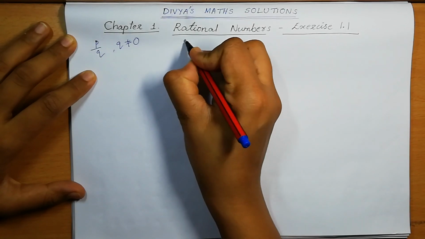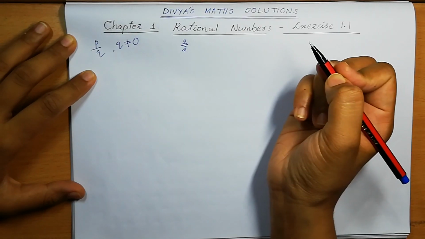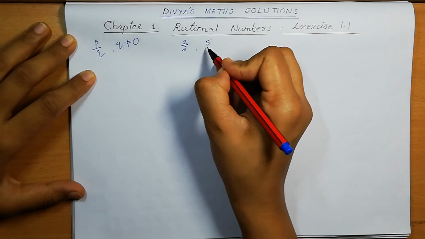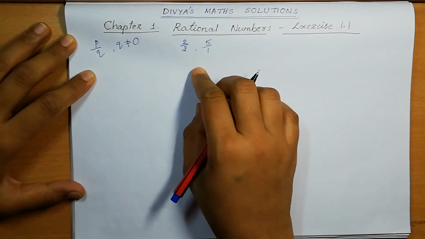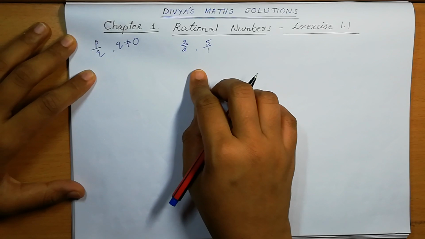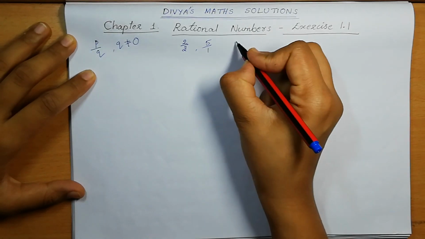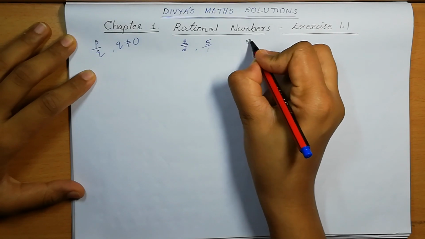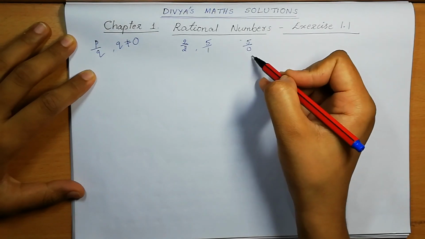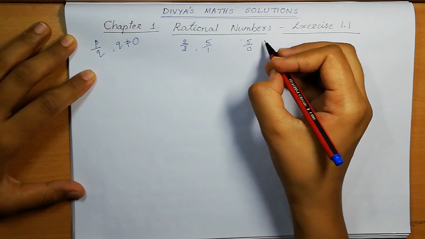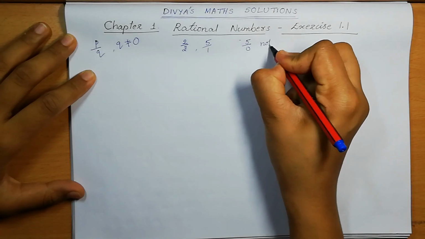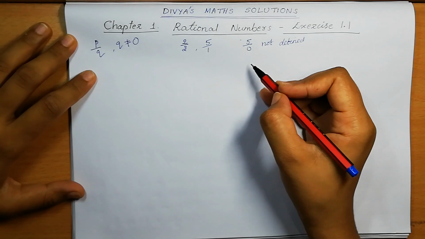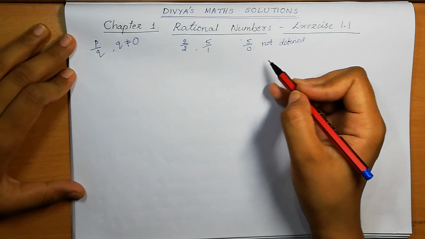See, 2 by 3 is a rational number. 5 is a rational number. Yes, 5 we can write as 5 by 1, so 5 by 1 is also a rational number. So why this q not equal to 0? If it is 5 by 0, what is the answer? The answer is not defined. A number divided by 0 means the answer is not defined.